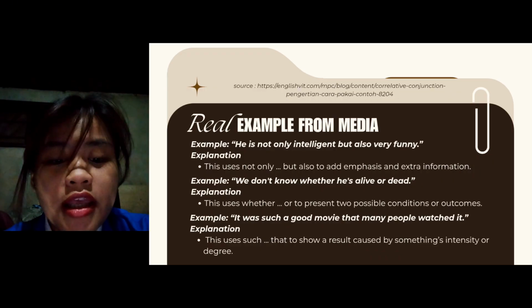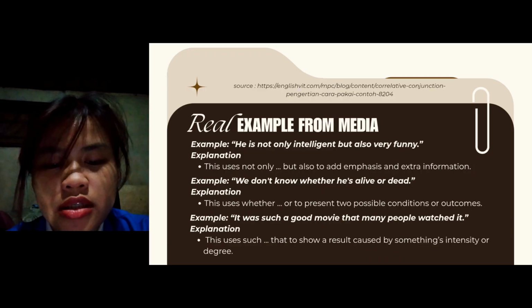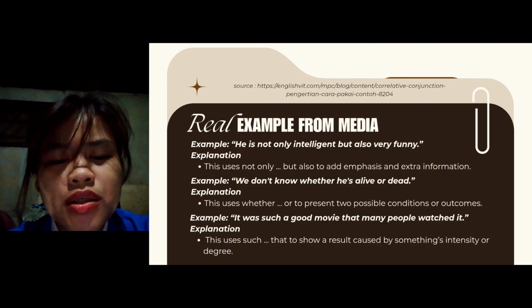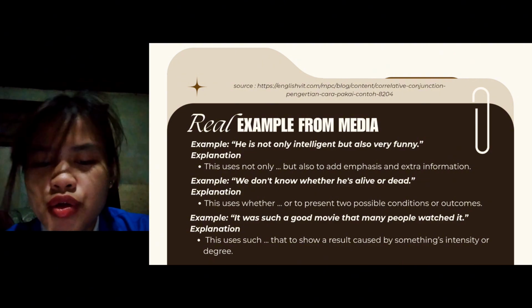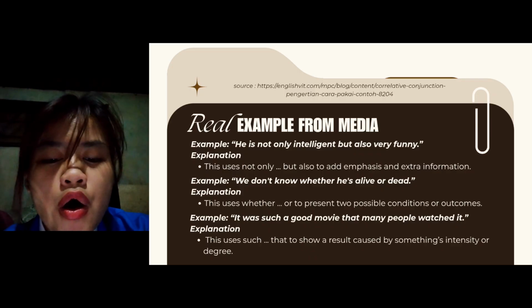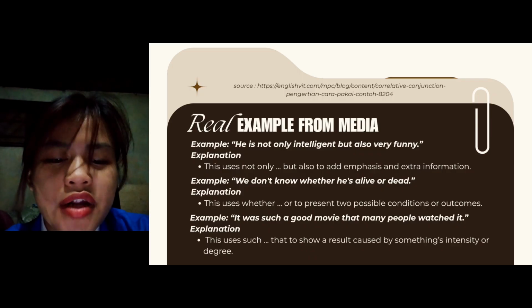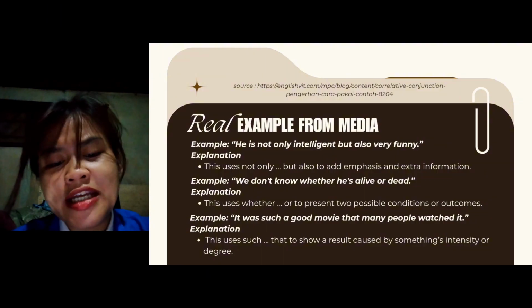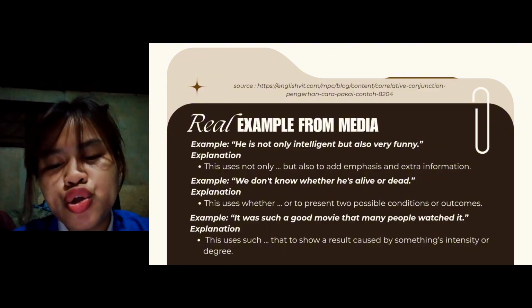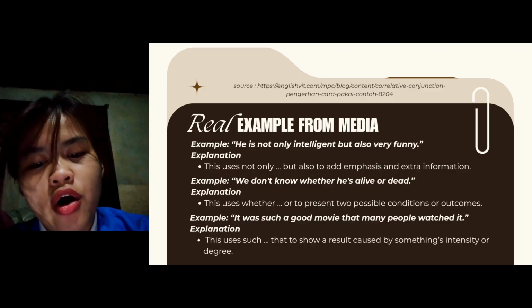Example 4: he is not only intelligent but also very funny. Explanation: this uses not only but also to add emphasis and extra information. We don't know whether he is alive or dead. Explanation: this uses whether and or to present two possible conditions or outcomes.